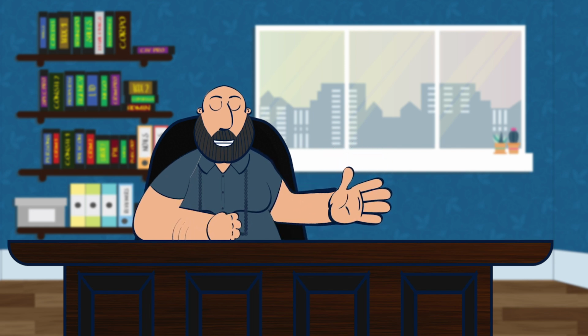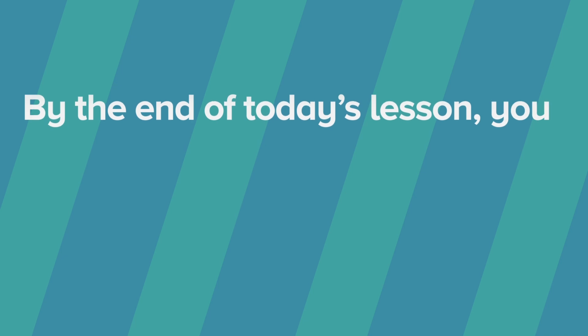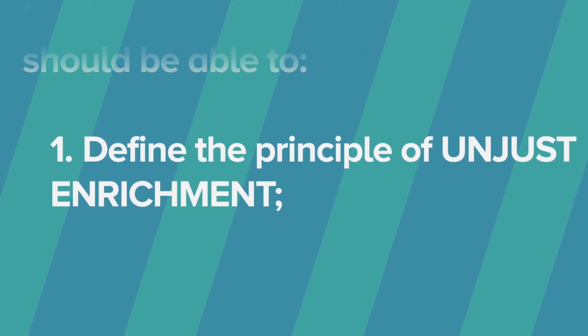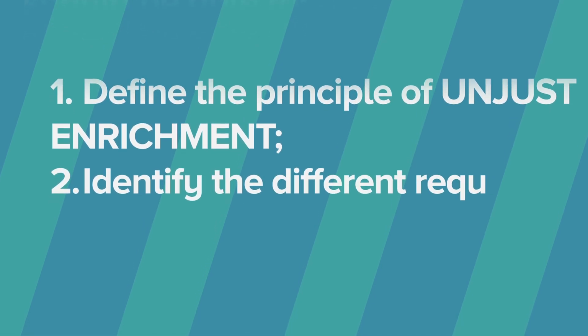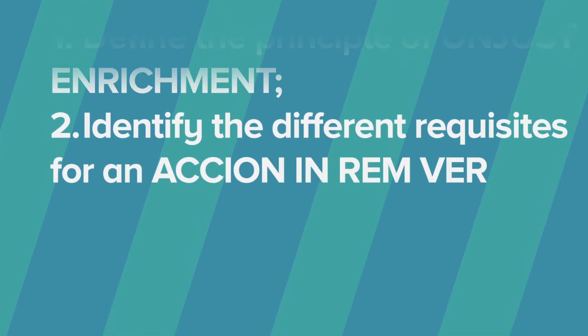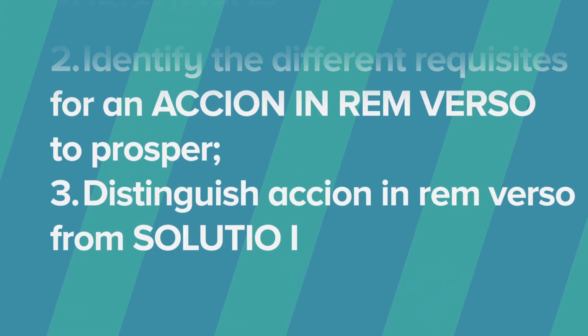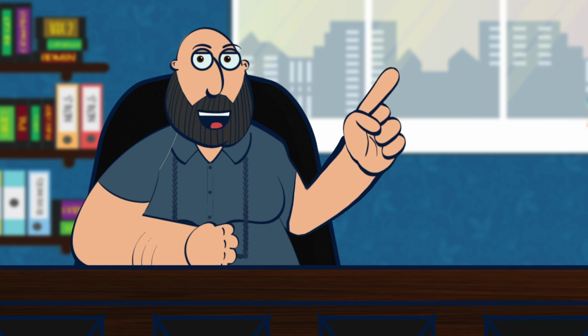Today, we're taking a look at Article 22 of the Civil Code. This provision defines for us the principle of unjust enrichment and the cause of action that's also known as action in rem verso. By the end of today's lesson, you should be able to: 1. Identify the principle of unjust enrichment, 2. Identify the different requisites for an action in rem verso to prosper, 3. Distinguish action in rem verso from solutio indebiti. All of this and more coming right up.